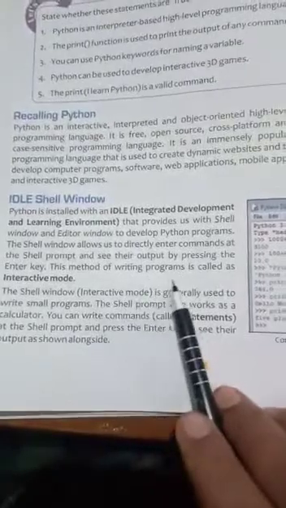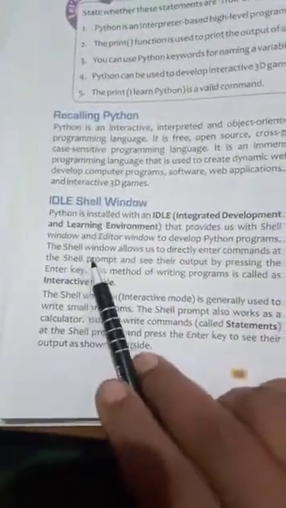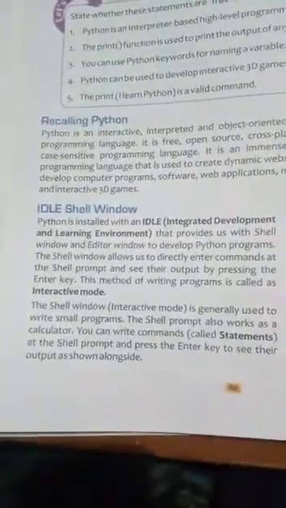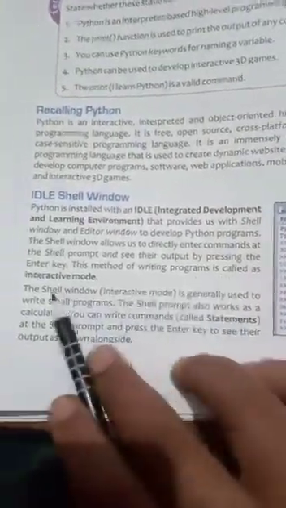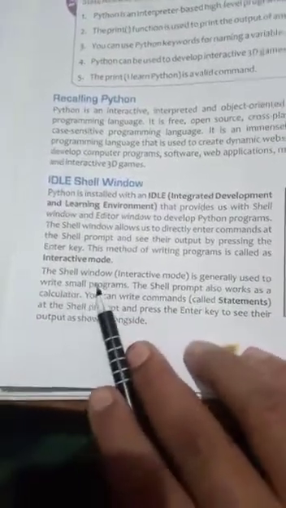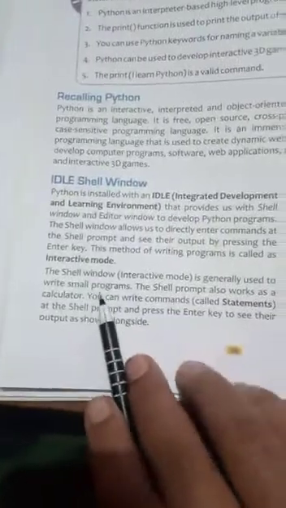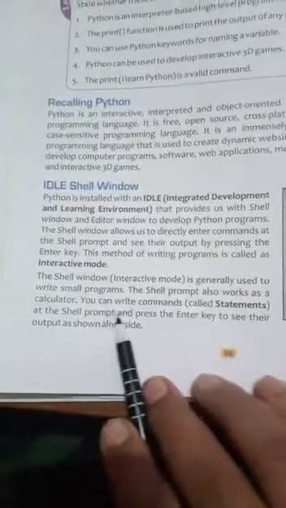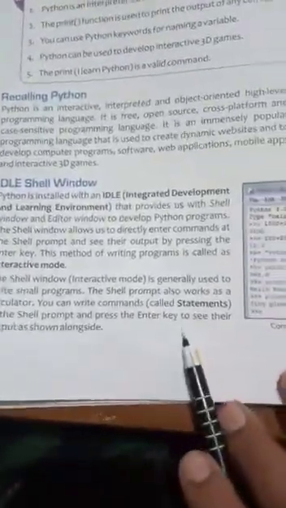This method of writing programs is called interactive mode. The shell window, called interactive mode, is generally used to write small programs. The shell prompt also works as a calculator. You can write commands at the shell prompt and press the enter key to see their output as shown alongside.